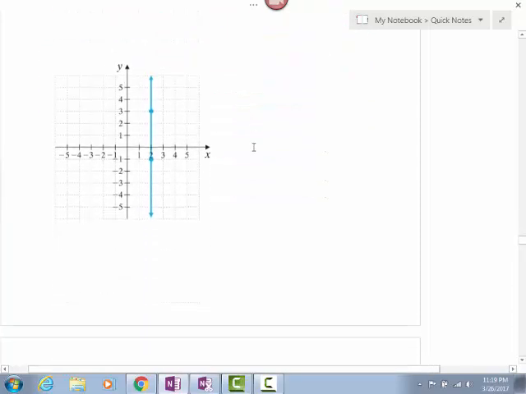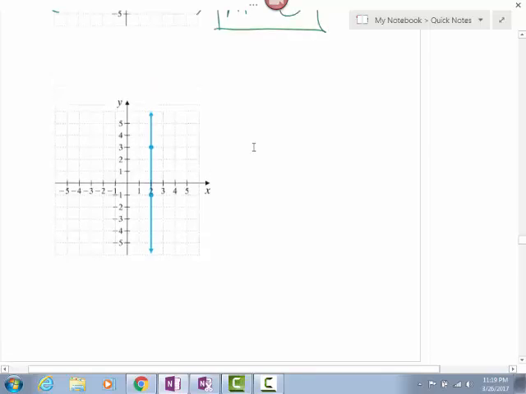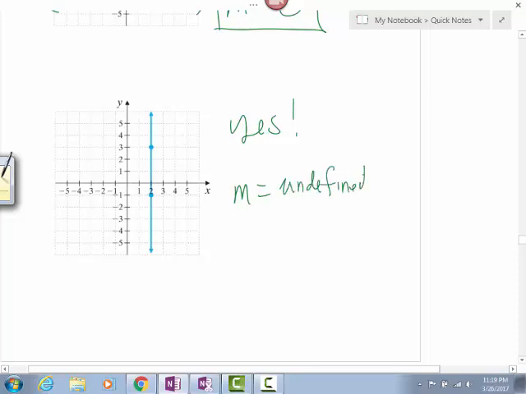Now, the next one that I have here, I would look at this one and I would say, well, hold on, is that line going up or is that line going down? And I would say, yes, it's going both up and down. Well, if it's going both up and down, it would have to be both positive and negative, and that's not possible. So we say about any vertical line is that the slope is always going to be undefined.